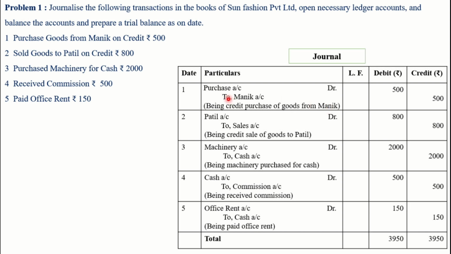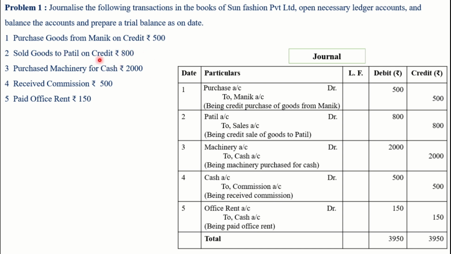Okay, first transaction, purchase goods from Manik on credit rupees 500. Purchase account to Manik account. Purchase account is debited and Manik account is credited. And narration is being credit purchase of goods from Manik. Now second, sold goods to Patil on credit rupees 800. Here which 2 accounts are involved?